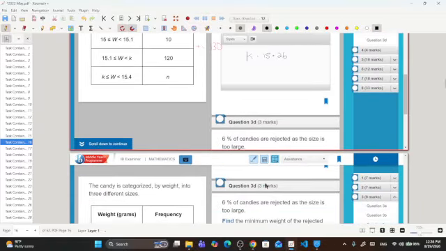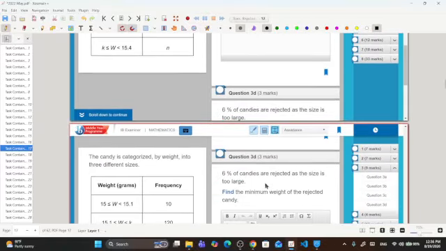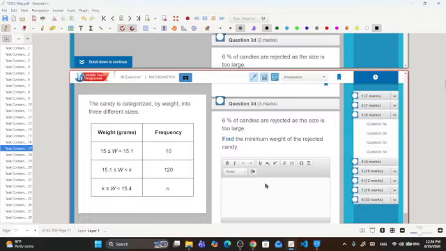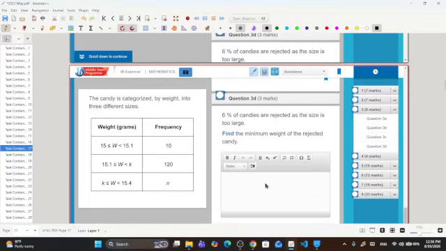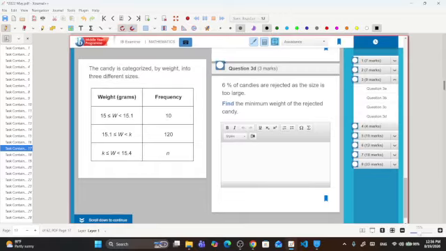Then it says 6% of candies are rejected as the size is too large. Find the minimum weight of the rejected candy. So only 6% are rejected. So let's take 6% of 150, the total value. 6 over 100 multiplied by 150. This becomes 150 times 6 is 900. Divide that by 100 and we get an answer of 9.